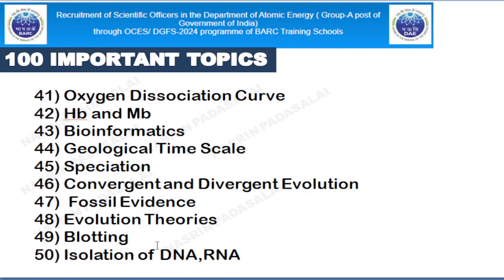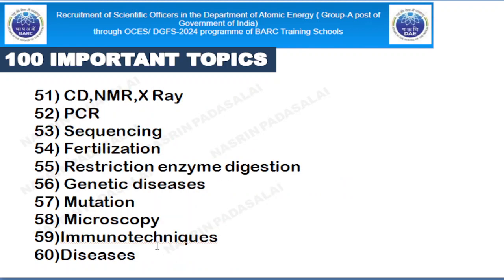Next is blotting: northern blot, southern blot, western blot technique, all those things. Next, isolation of DNA. What are the chemicals, and what is the significance of those chemicals that are involved in isolating DNA, RNA, and all those things? Next are the techniques like CD spectroscopy, NMR, X-ray. Last time one question was asked from CD spectroscopy. So CD, NMR, X-ray are very important.